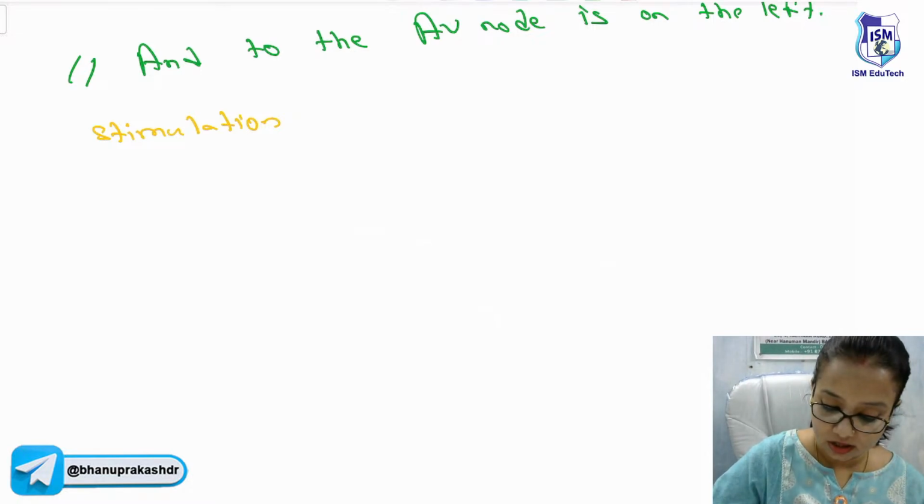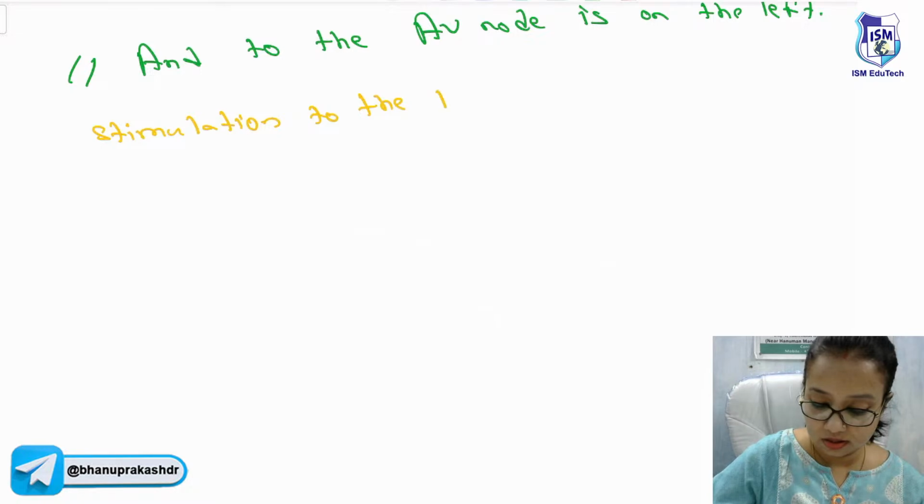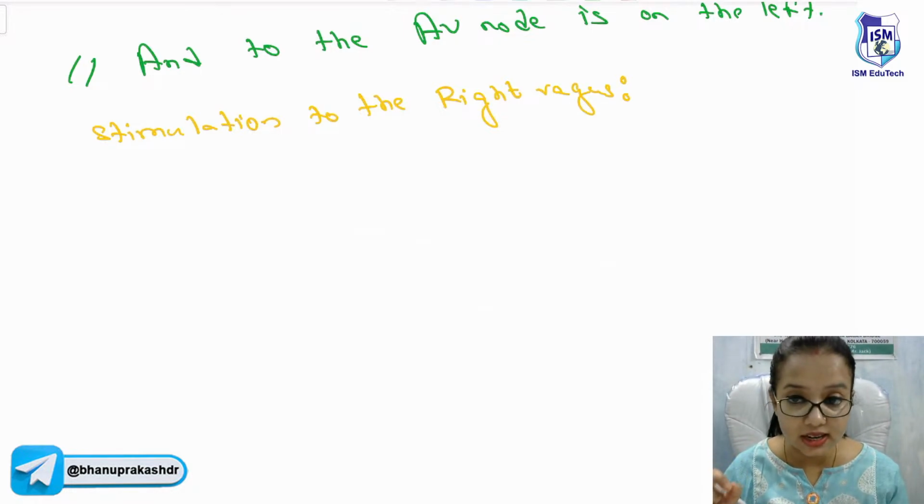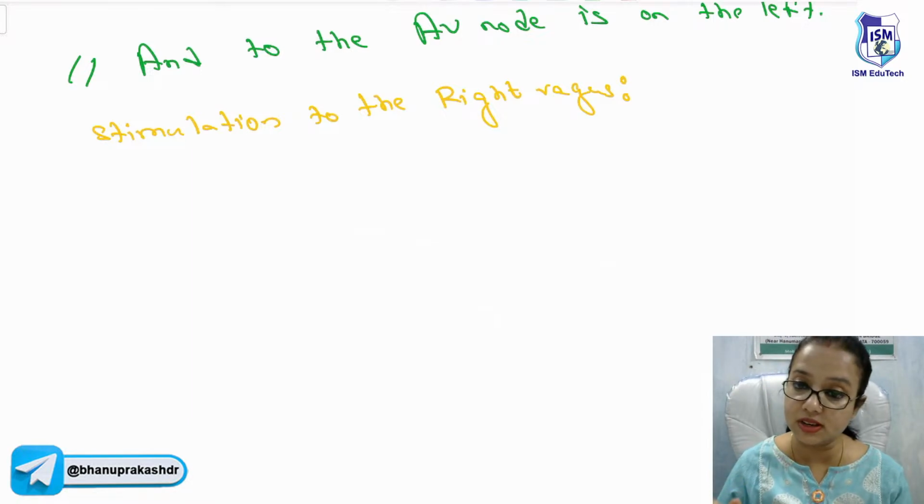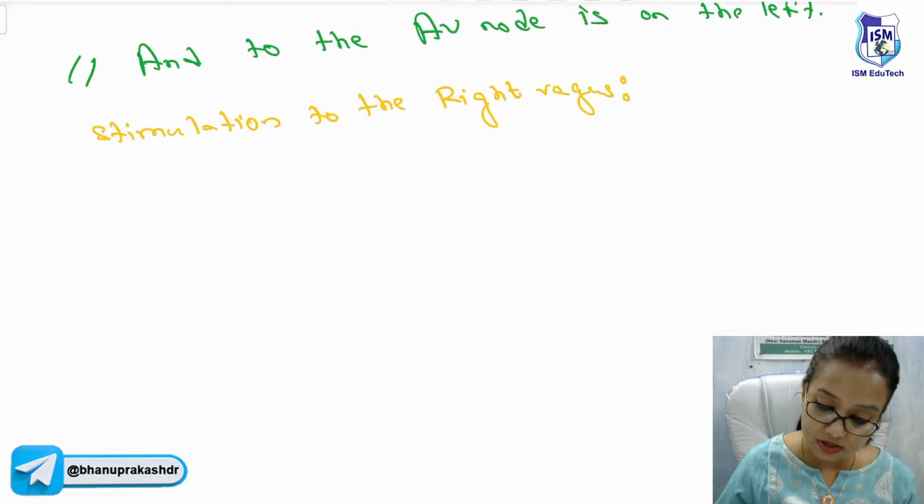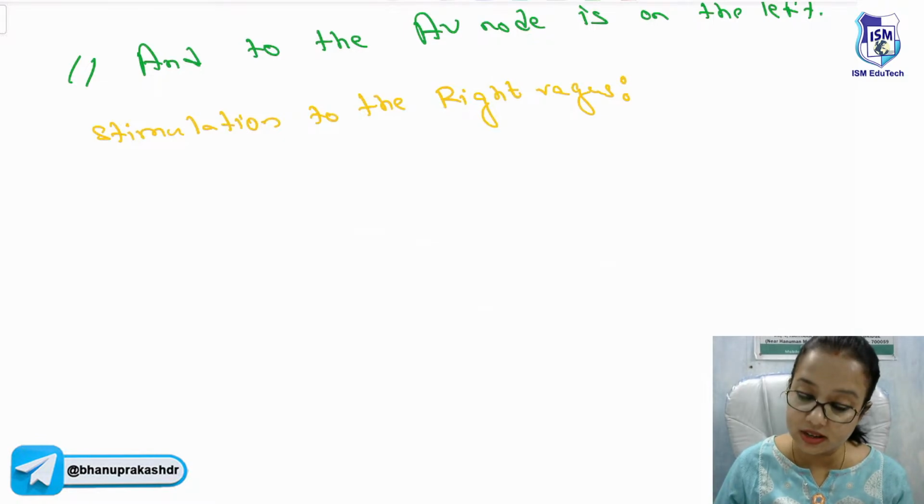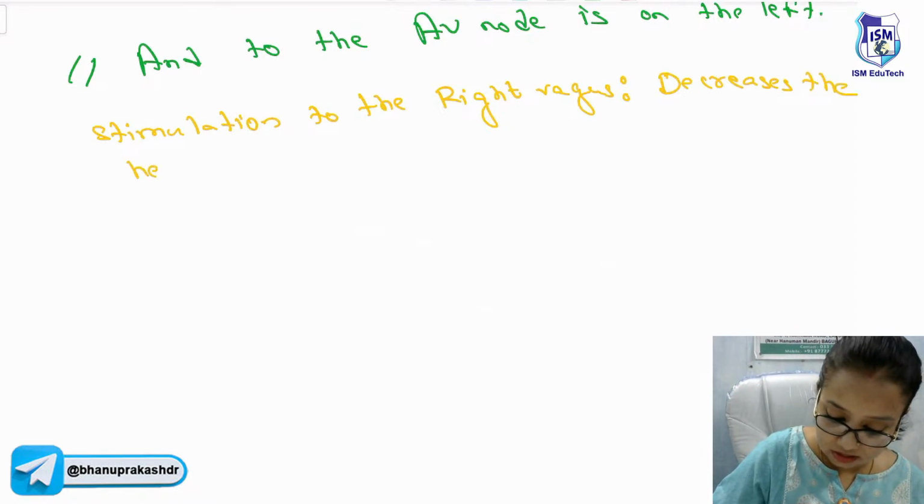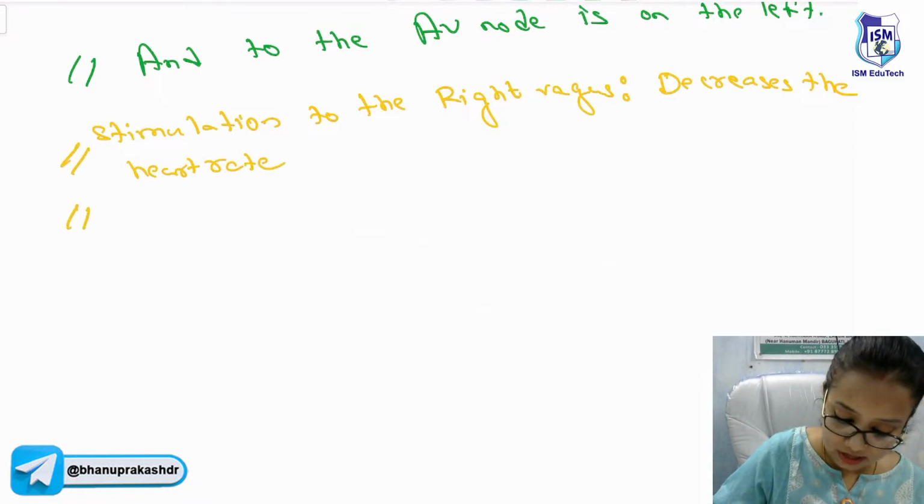So stimulation to the right vagus. Now since on the right side we have the SA node, in case the right vagus is stimulated, what does the vagus nerve have? Vagus nerve has an inhibitory effect, right? And the sympathetic nerve has a stimulatory effect. So stimulation to the right vagus decreases the heart rate.